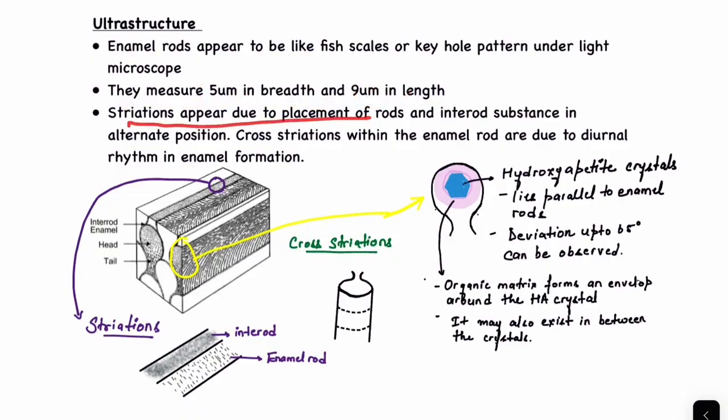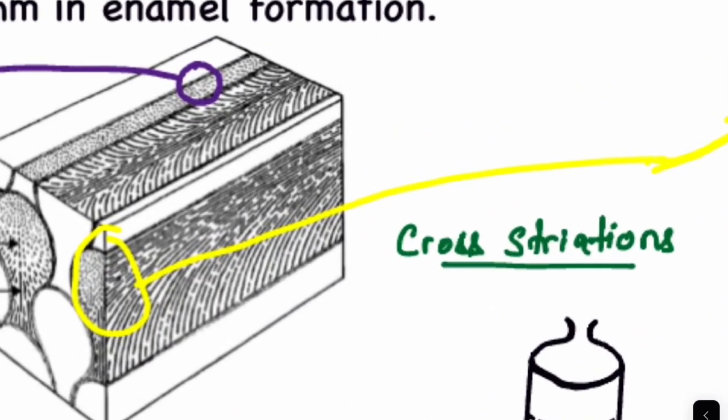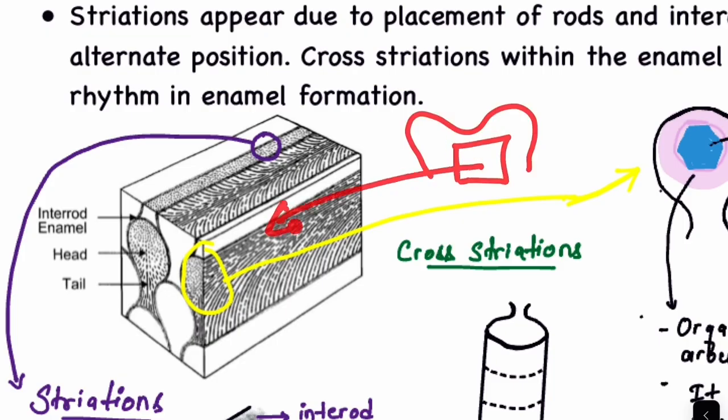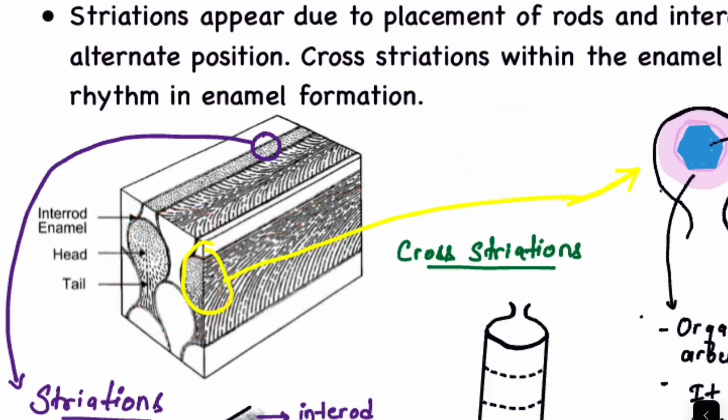Striation appears. Okay, so I'll explain this first. So I had this crown. I took a picture of this, and it appeared kind of like this. This is the ultrastructure of enamel. This is how the rods look under the microscope. Why is this called a keyhole pattern? You see this shape, right? This is one enamel rod, and it appears like a keyhole.